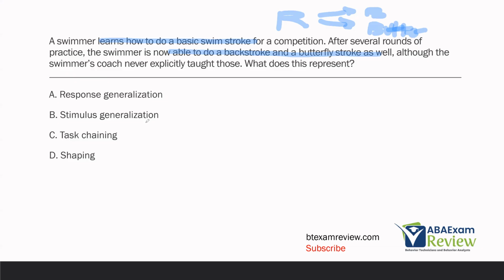So the swimmer's in the pool doing basic swim strokes, and now they can do backstrokes and butterfly strokes as well. What about stimulus generalization? Well, stimulus generalization, right? We have multiple stimuli evoking the same response. Here we're talking about multiple responses. So we're not talking about stimulus generalization. What about task chaining? Task chaining has to do with teaching in an order of steps after a task analysis. We're not focused so much on the teaching strategy here, rather on the swimmer generalizing these responses.